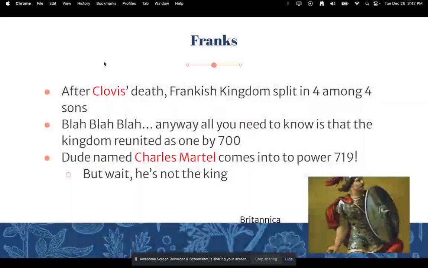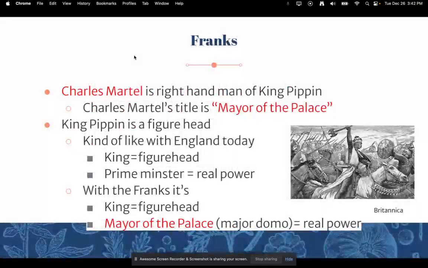After Clovis's death, the Frankish kingdom splits into four, because he had four sons. Anyway, all you need to know is that the kingdom would again reunite into one by 700 under just one ruler. It was due to this dude named Charles Martel, who comes into power in 719. But he comes to power in kind of a unique way because he is not actually the king. Charles Martel is the right hand man of King Pippin.